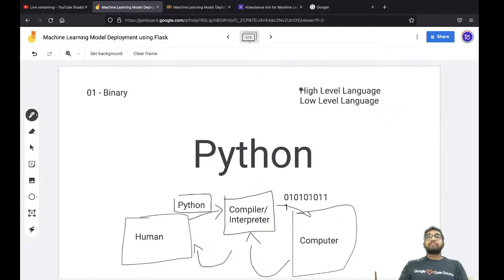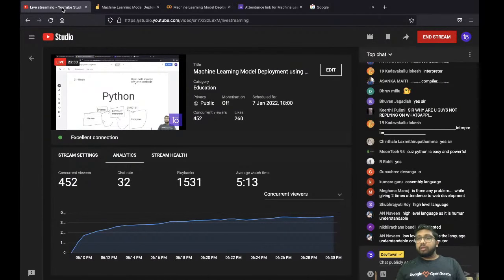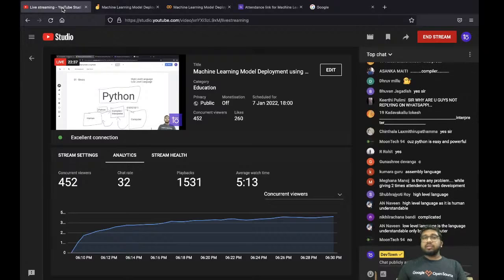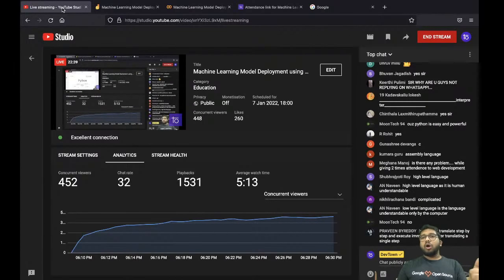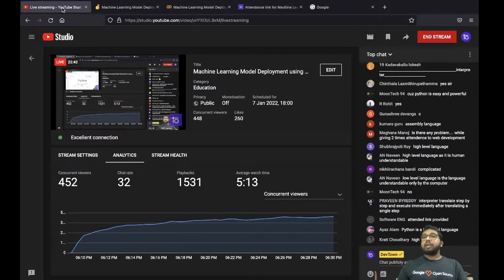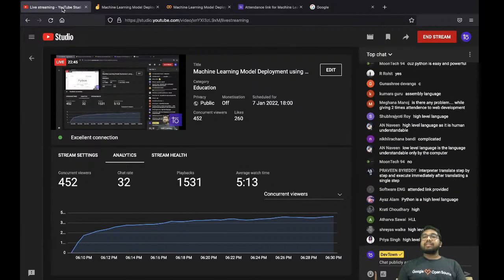High level language means a language that is more close to human or human understandable form, and low level language means one that is more close to computer and computer understandable form. So now if I ask you, is Python a high level language or a low level language? Tell me, come on. Python is a high level language, exactly.